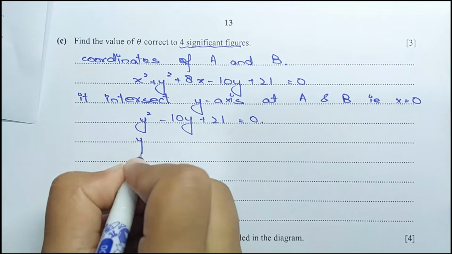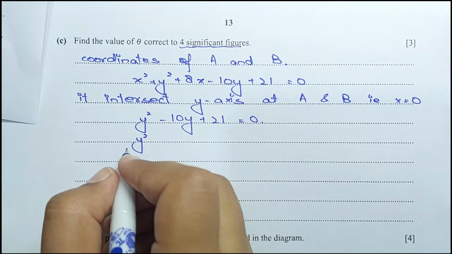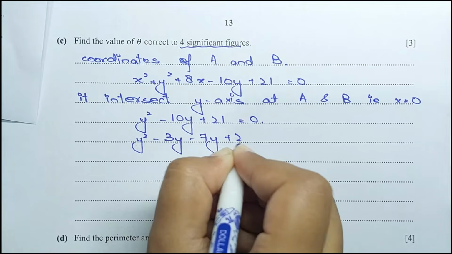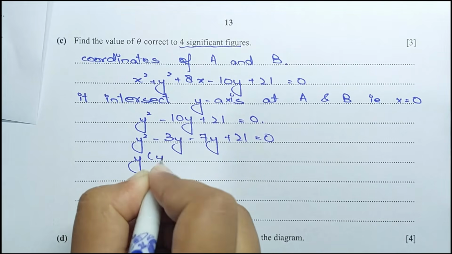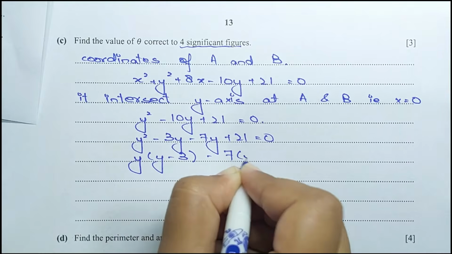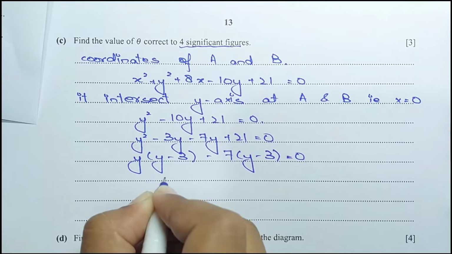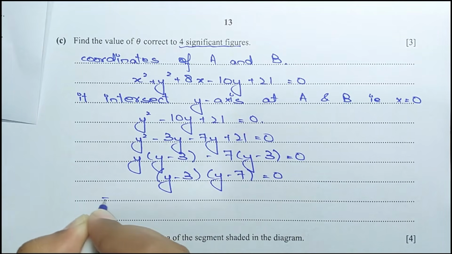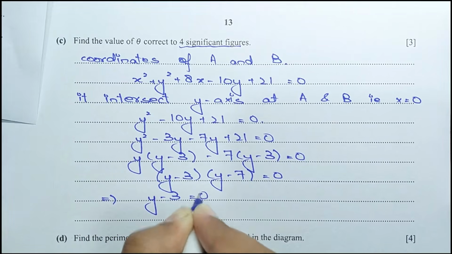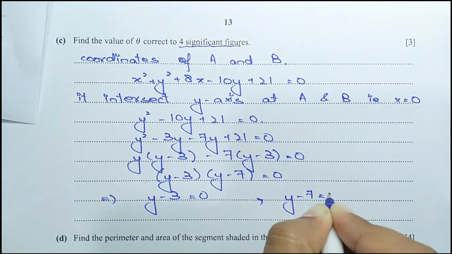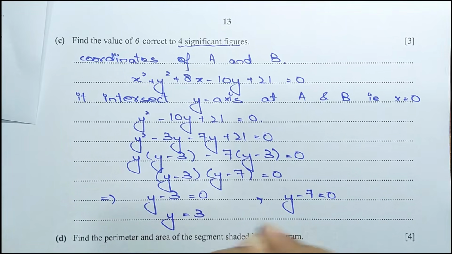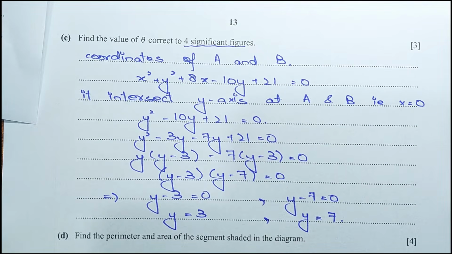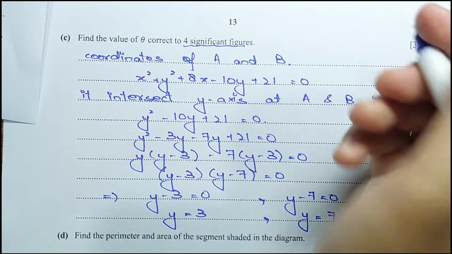Let me factorize this. 3 times 7 is 21, and minus 3 minus 7 is minus 10, so y square minus 3y minus 7y plus 21 equals 0. y is common, y minus 3 is a factor; negative 7 is common, y minus 3 is a factor, equals 0. So the factors are y minus 3 and y minus 7. Put both factors separately equal to 0: y minus 3 equals 0 and y minus 7 equals 0. From here the y values are 3 and 7. Now we have A and B.